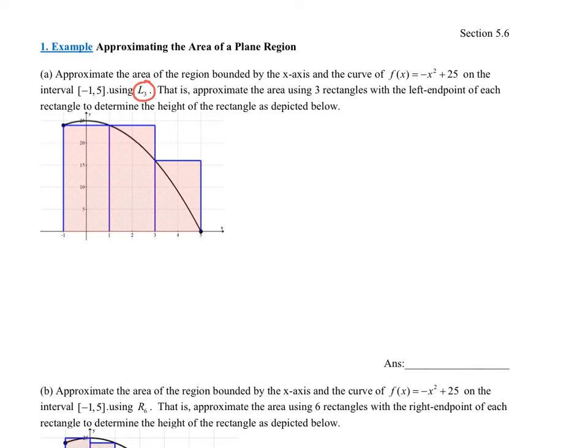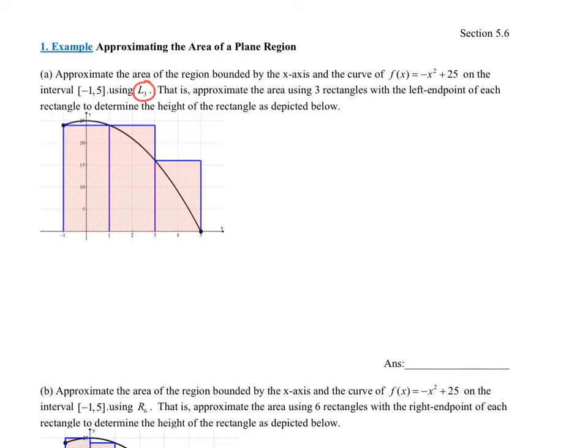Okay, so it says approximate the area of a region bounded by the x-axis and the curve of f of x equals negative x squared plus 25 on the interval negative 1 to 5 using L3. Again, the L stands for using the left endpoint of each interval, and the 3 stands for the number of rectangles. So it says approximate the area using 3 rectangles with the left endpoint of each rectangle to determine the height of the rectangle as depicted below.